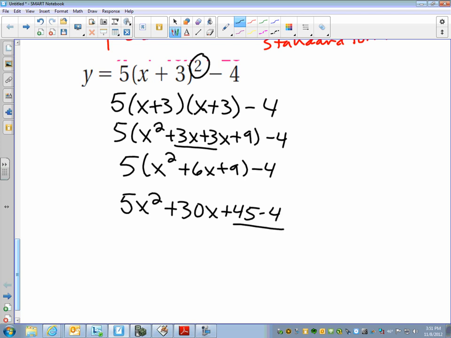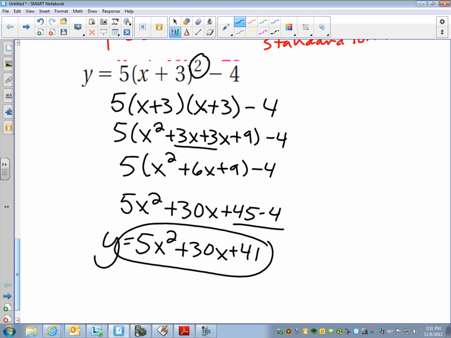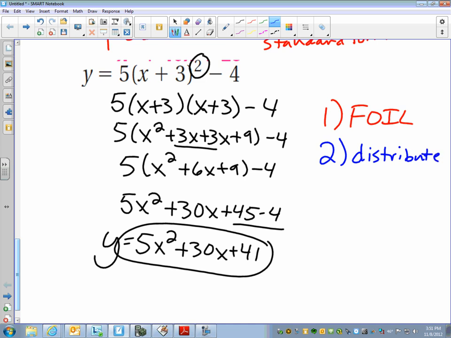A lot of you wrote less work than this, and that's okay. It would be nice to see a little bit of work to make sure you know what you're doing. So y equals 5x squared plus 30x plus 41 is our final answer. Remember our steps: number 1, FOIL on these type of foiling problems. Number 2, distribute. And number 3, add the last number. That's it. That's all she wrote.